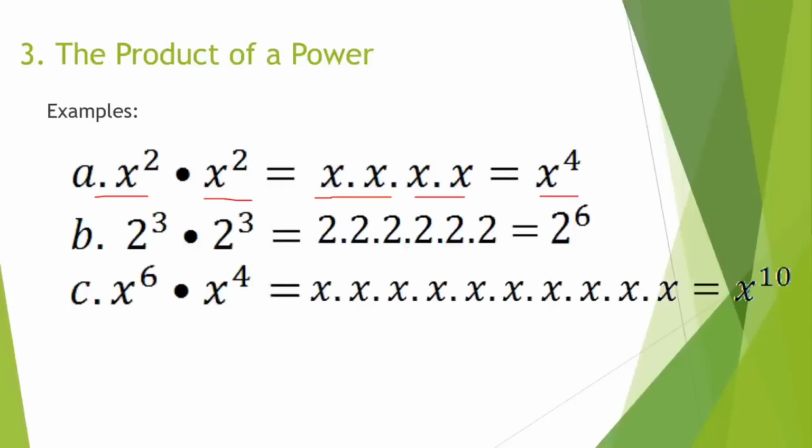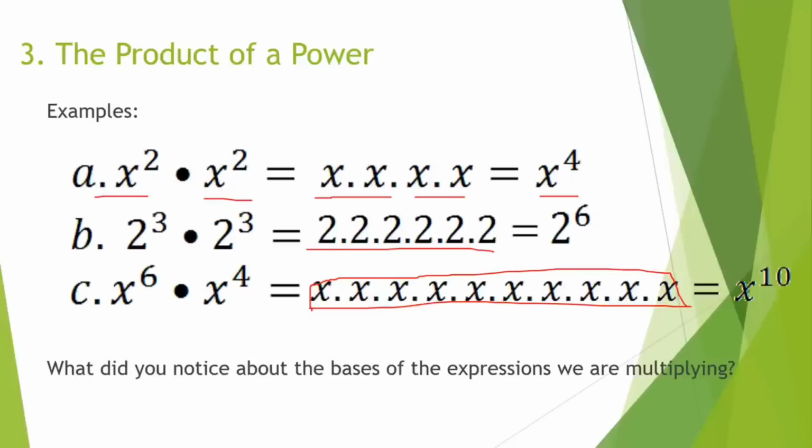Okay, so again, here is example C. I want you to try to look at the similarities or look for a shorter way for us to skip this step. So what did you notice about the bases of the expressions we are multiplying? The bases are actually the same, right? So we can just copy the base.